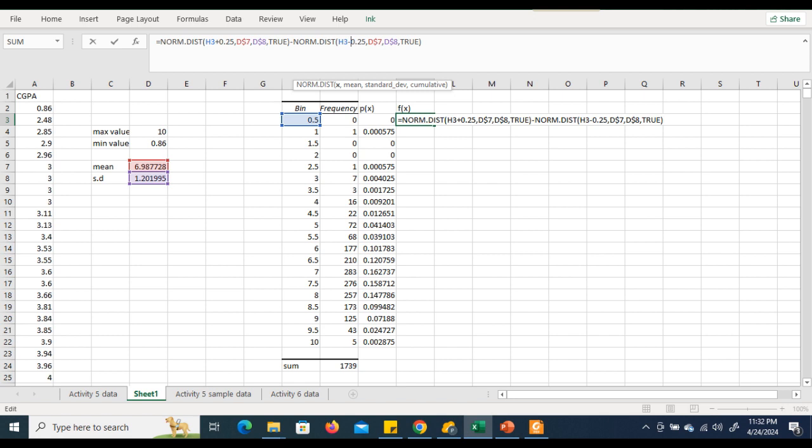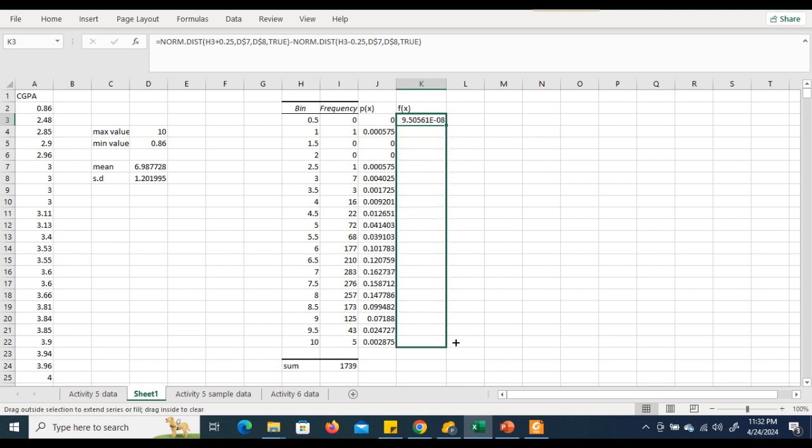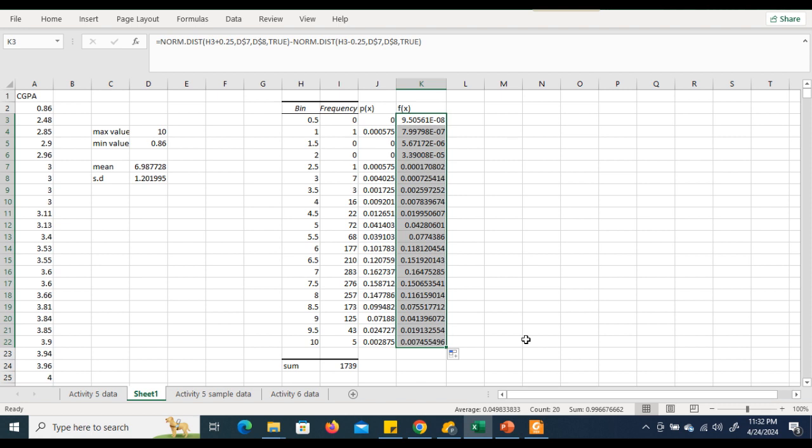Now the second thing is why we have added a dollar sign here. We have added a dollar sign because this particular box is fixed. For example, I have calculated this probability. Now to calculate the next probability, I am going to drag this particular box, and we can calculate all other probabilities also. You can see, when I move to the second box, the value of D7 remains fixed, but H3 becomes H4. Here we have H3, here H4, here H5, but the value of D7 remains fixed.